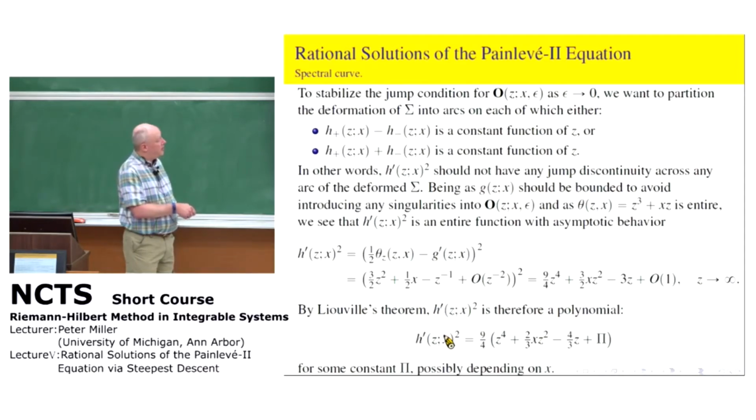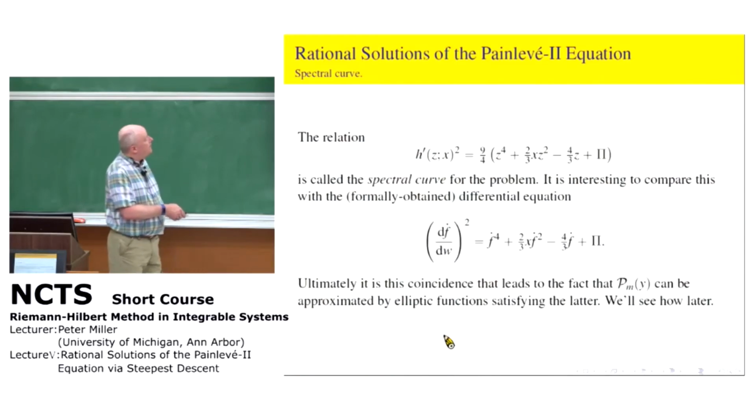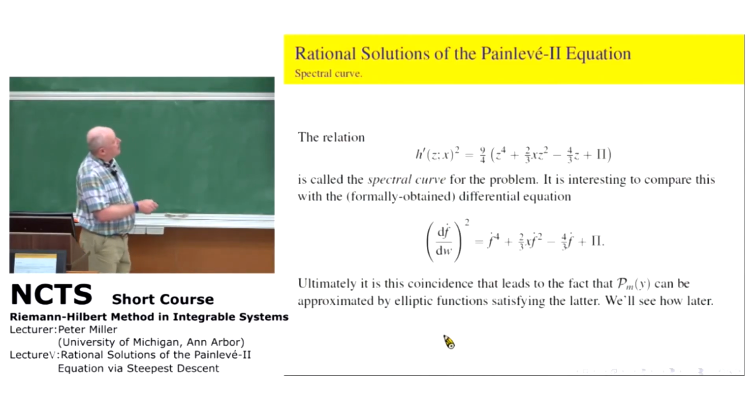Namely, it's got to be this polynomial where this pi is just this order 1 term. It's the constant term. Okay? That pi might depend on x somehow, but anyway, whatever. So that's the expression. Okay, so this relation that we just obtained on h prime is called the spectral curve for the problem.